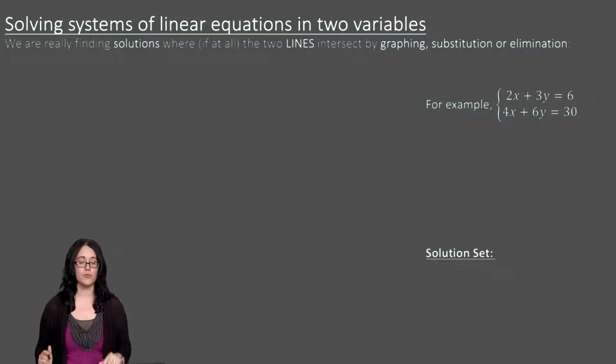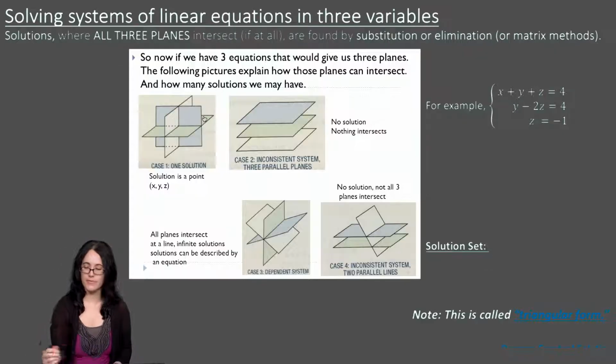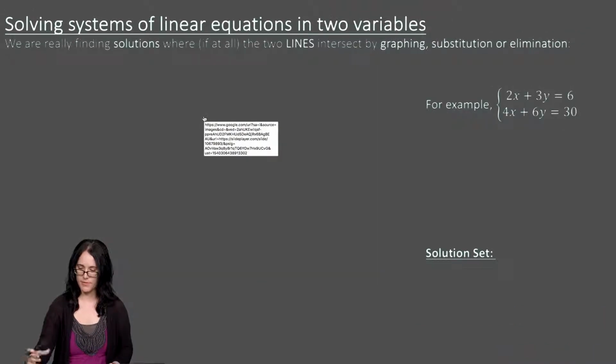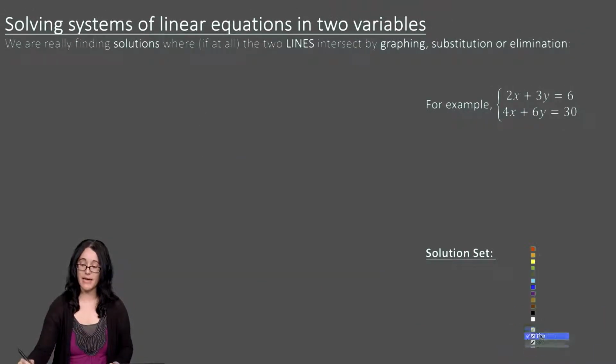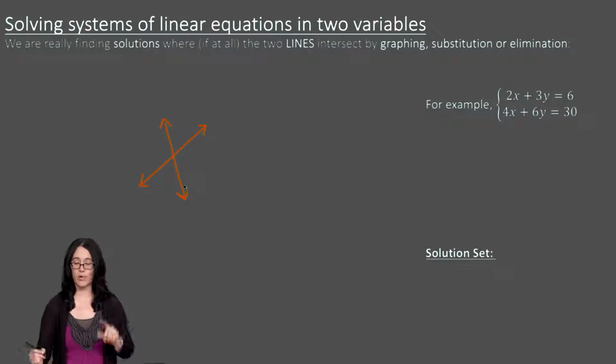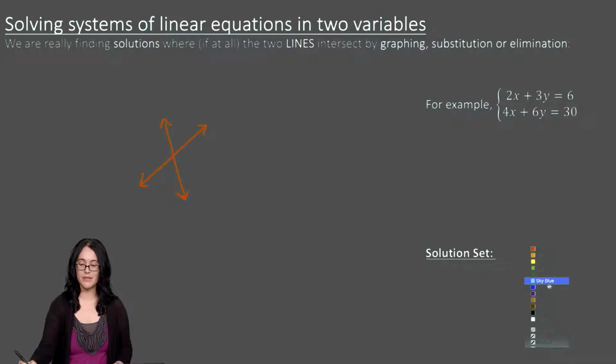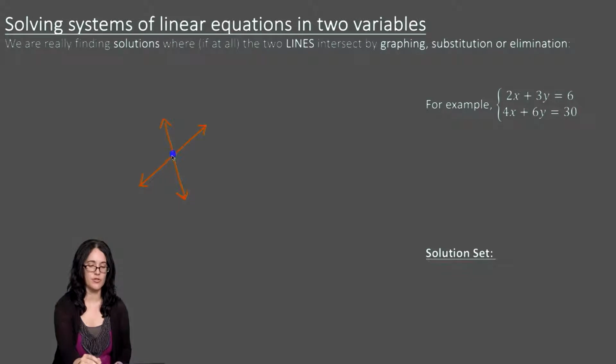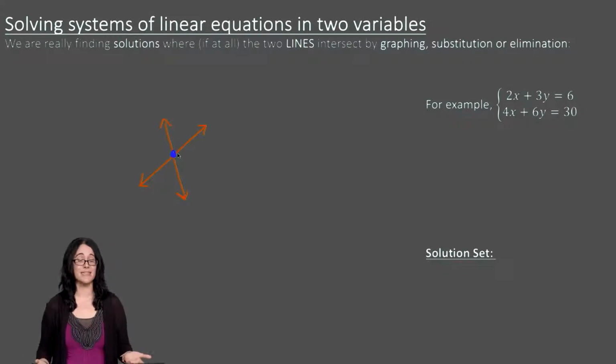The first was the case where the 2 lines intersect in exactly one location. So for example, if we had a situation like this, we would say that our 2 lines are crossing in one place. There is one independent solution where the 2 lines are intersecting, and that was called a consistent system.